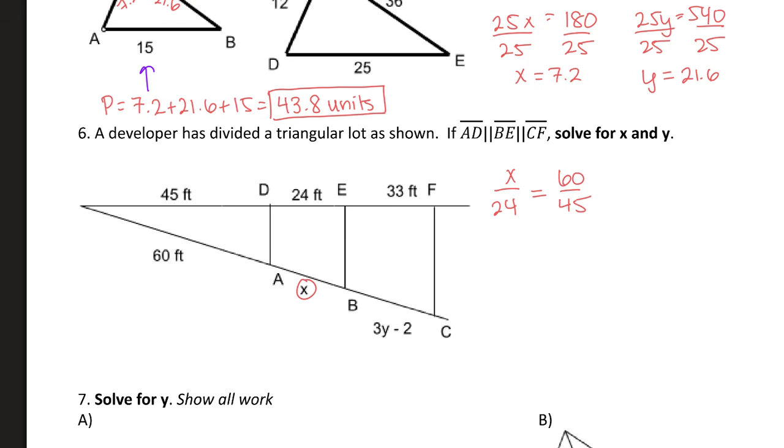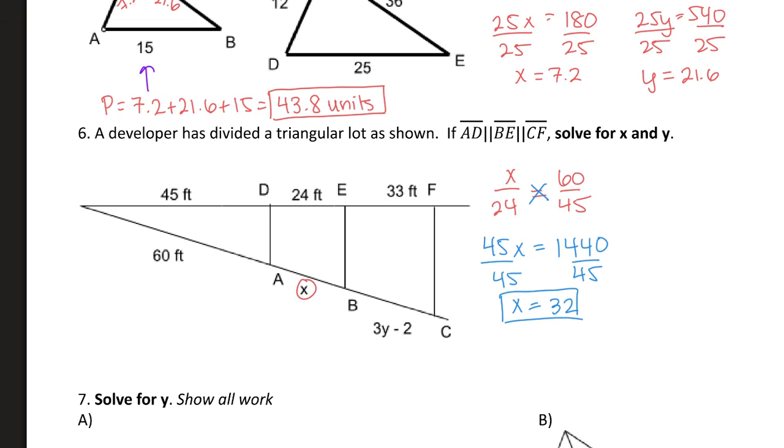We need to make sure we're being consistent with how we set it up. So since I went from the bottom to the top for my first ratio, I need to go from the bottom to the top for my second ratio. Then I'm going to go ahead and cross multiply. So I have 45x equals 24 times 60, which is 1,440. And then divide that by 45. So I get x is equal to 32.